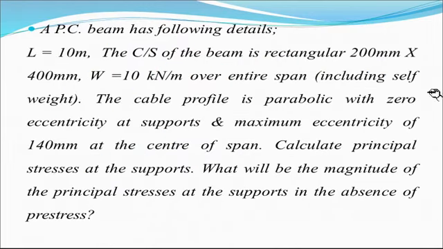Now, we have considered one problem. A pre-stressed concrete beam has the following details. Span of the beam is 10 meter. The cross section of the beam is rectangular, 200 mm by 400 mm. W is equal to 10 kN per meter over the entire span including self weight. The cable profile is parabolic with 0 eccentricity at the support and maximum eccentricity of 140 mm at the center of the span. Calculate the principal stresses at the support, and what will be the magnitude of the principal stresses at the support in the absence of pre-stress. With pre-stressing and without pre-stressing, what is the difference?